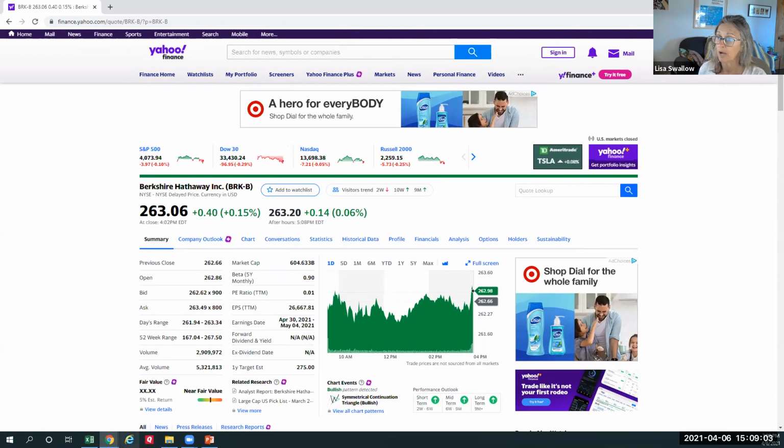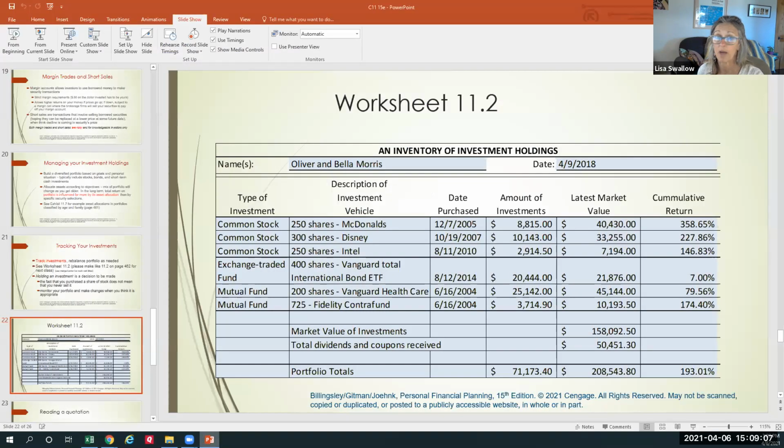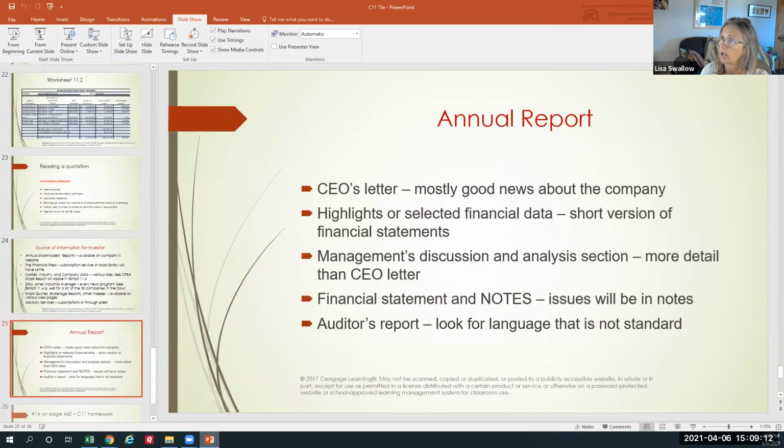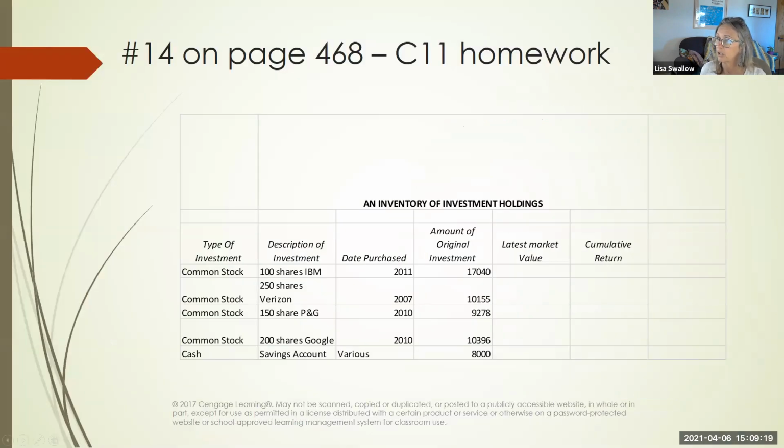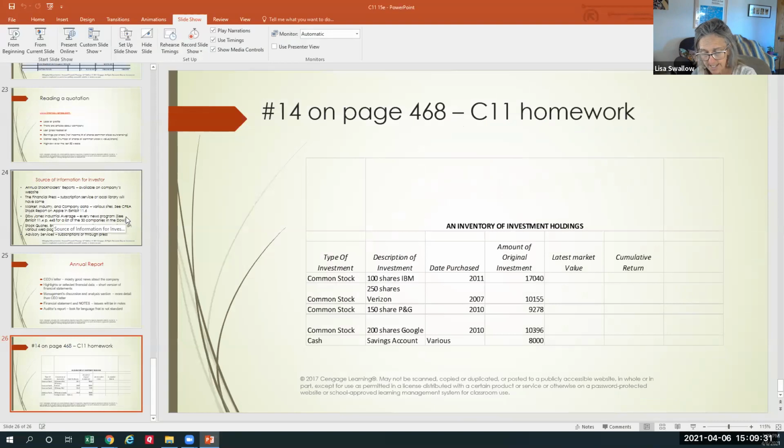Okay, so I want you to do one thing before we end. That was finance.yahoo.com. This is your homework for tonight. You need to make this spreadsheet. If you want to do this here, that's called merge and center, where you go between multiple cells. Your homework is number 14 on page 468.